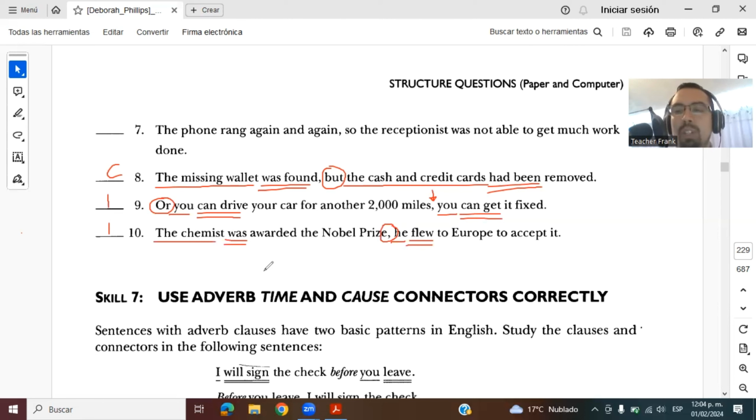Okay, so I hope you enjoyed this lesson. I think it's a long video, but a lot of information to cover and to review. Next class, we'll look at skill 7, which is the same thing, practicing with connectors, but now a different type of connectors, time and cost connectors.